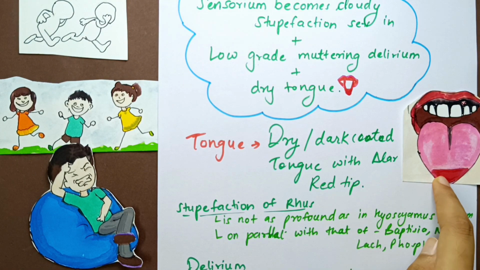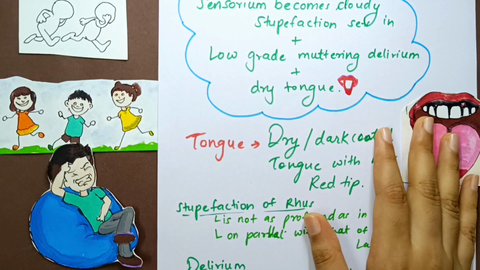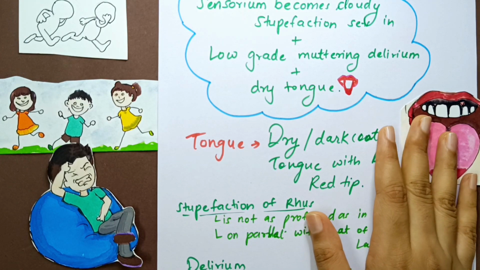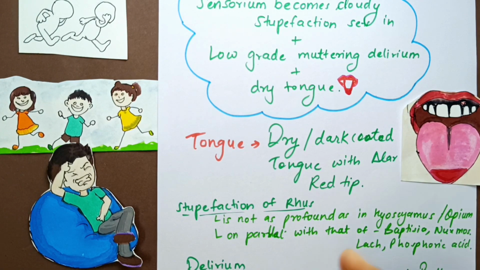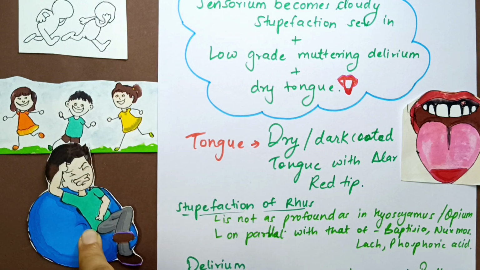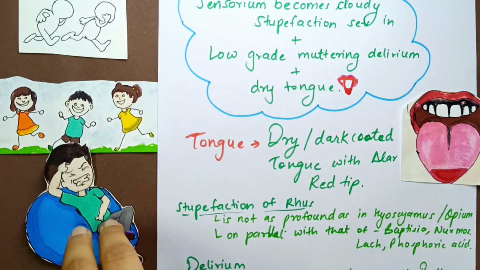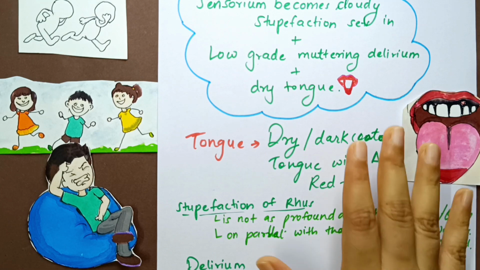The tip of the tongue will be red, and you can actually see this in your patient. Whenever any of your friends, colleagues, or relatives has cough, cold, fever, whatever, you can just check their tongue, and their tongue might be like this. And along with that, if they have restlessness, the state we see in Rhus Tox in which movement ameliorates and rest aggravates, then you can obviously think of Rhus Tox, and the tongue will also help.